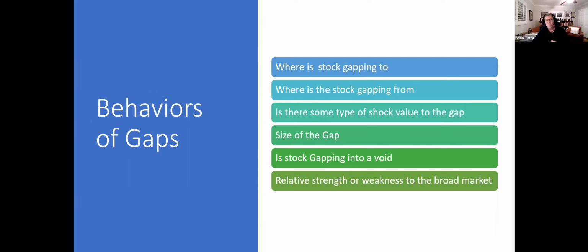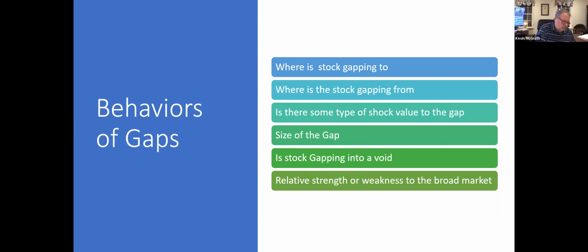And then the fifth thing is, is the stock gapping into a void? What I mean by that, or what the author uses, is if it gaps up beyond a resistance level, what's the next resistance level? So that's that void between resistance level 1 and resistance level 2. That's important. If something gaps right into a strong resistance level, it's going to have a harder time succeeding.